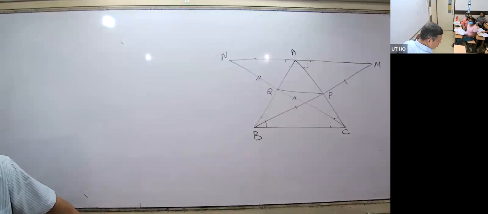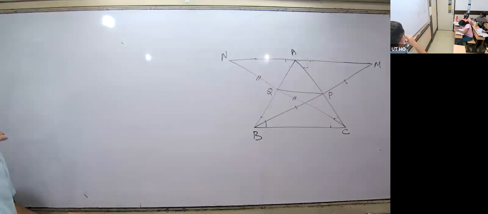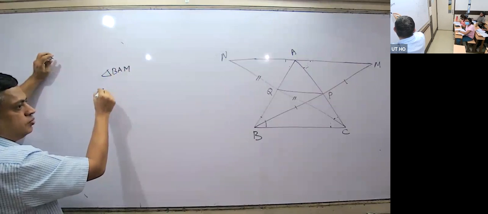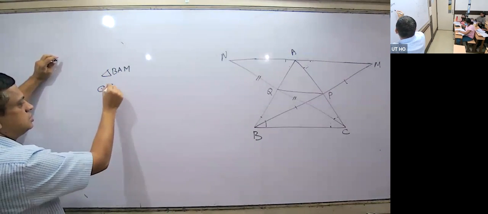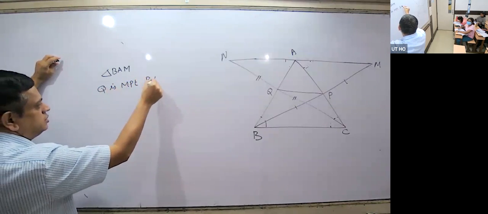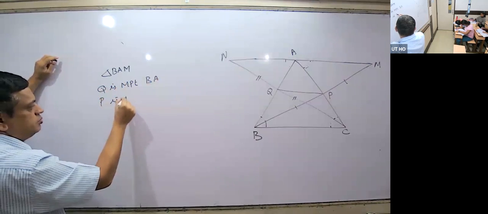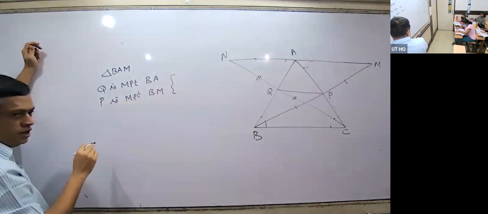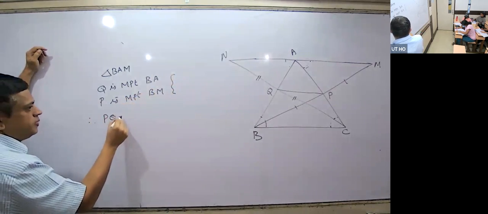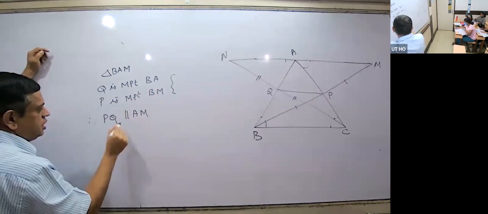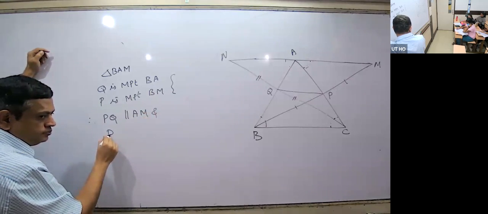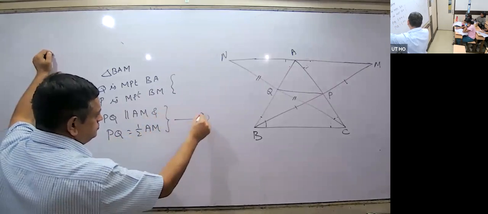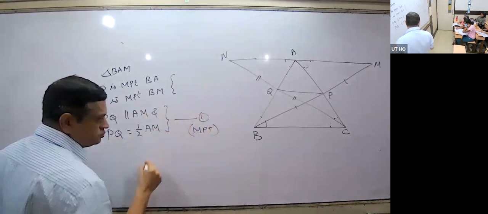Write down in your book. Figure is drawn. Now write, in triangle BAM, Q is the midpoint of BA, and P is the midpoint of BM. These both are given, okay? Because median means midpoint. Therefore, PQ is parallel to AM and PQ is equal to half of AM. Condition 1, by the midpoint theorem.